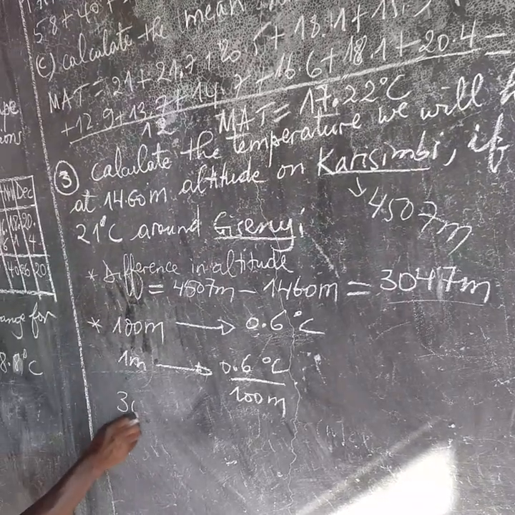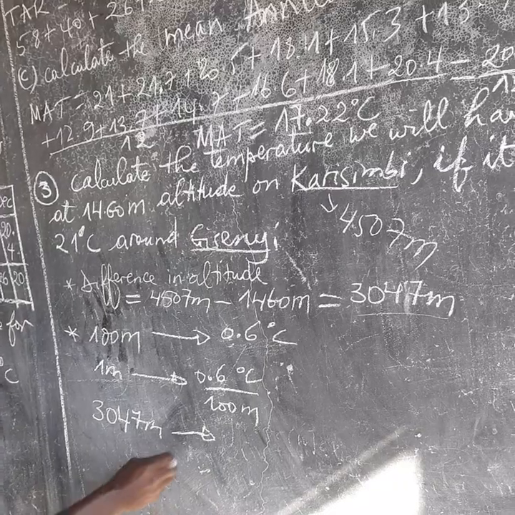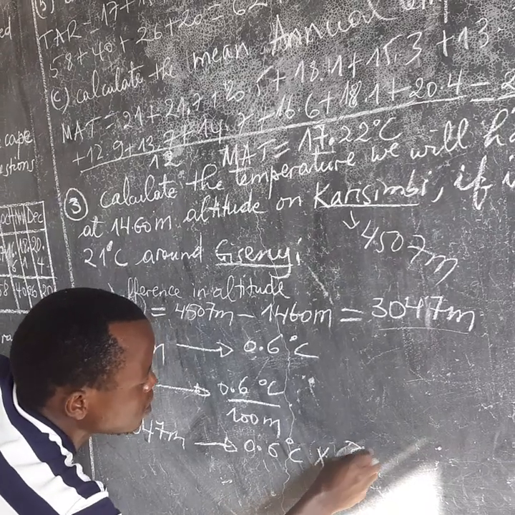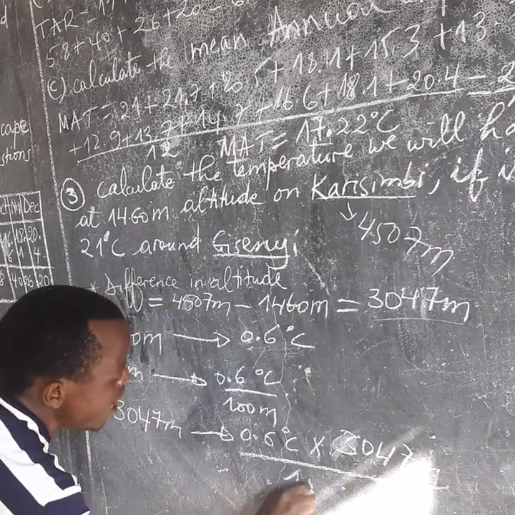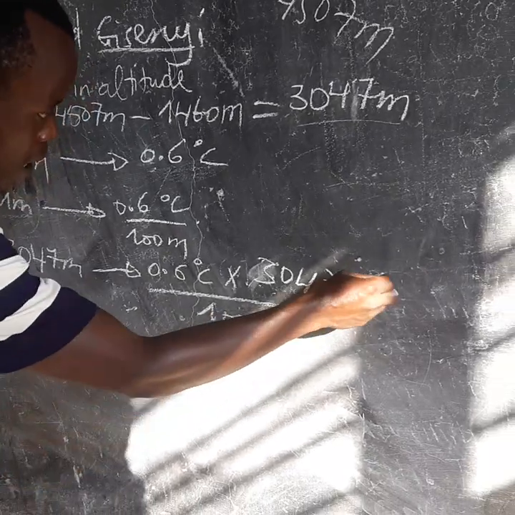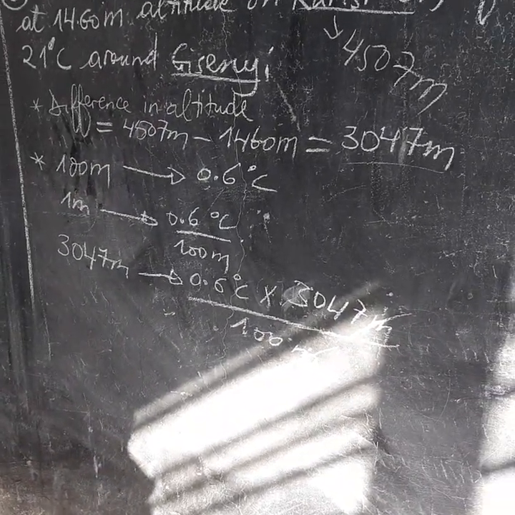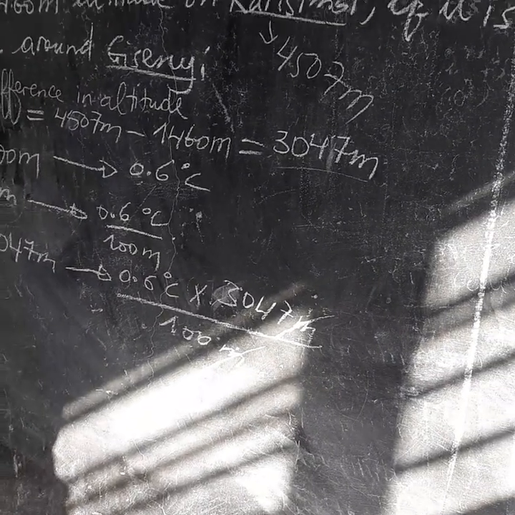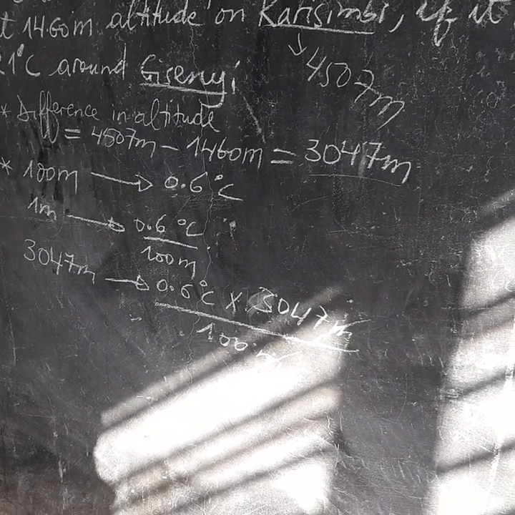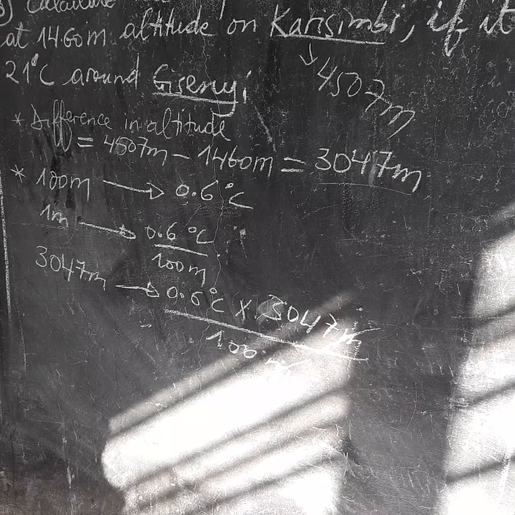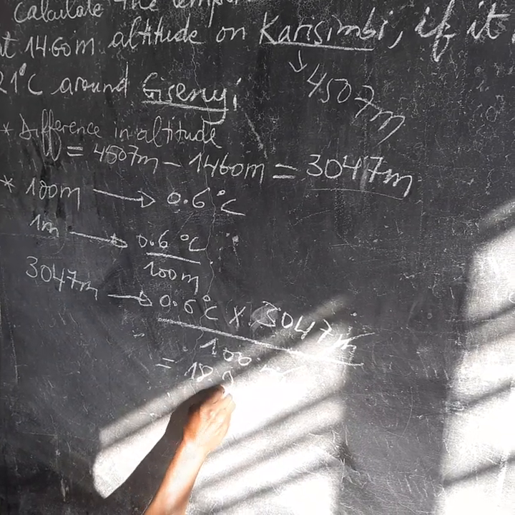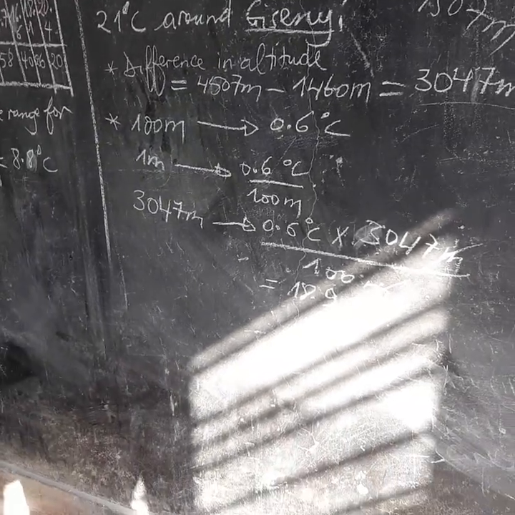We shall take 3,047 meter. It will be equal to 0.6 degrees Celsius times 3,047 meter divided by 100 meter. Remember that we are still looking for temperature, degrees Celsius. We simplify meter by meter so that we can stay with only degrees Celsius. And then we shall take 3,047 times 0.6. Then we divide by 100. And therefore the answer is equal to 18.2 degrees Celsius. So that is the temperature we get.